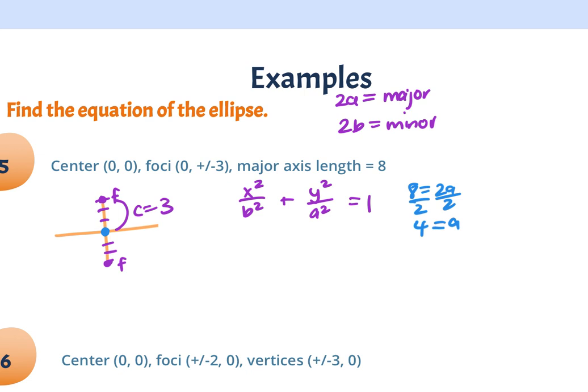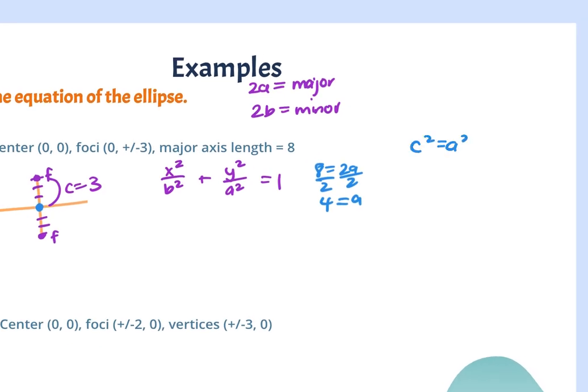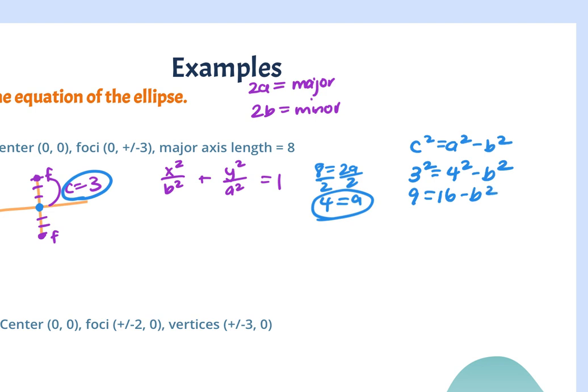All right, so now I have my A, I have my C. The only thing I don't have is B, but I do know that C squared equals A squared minus B squared. The C was 3. The A is 4. I'm missing the B, so 9 would equal 16 minus B squared. Subtract the 16. Negative 7 equals negative B squared. So B squared equals 7. Because the equation is B squared, I don't have to square root this. I can leave it as is. You just got to remember that that's already squared.